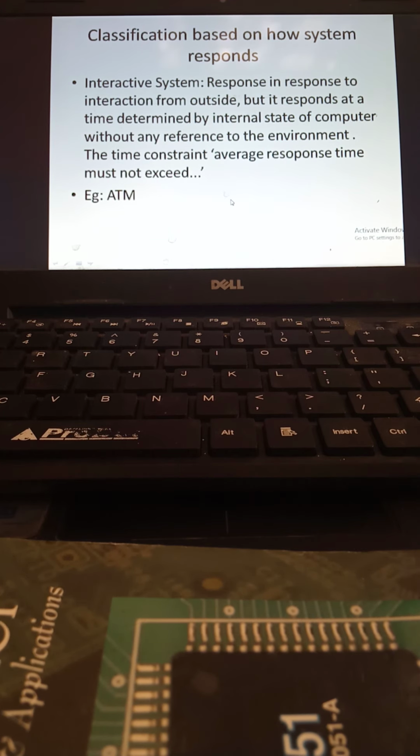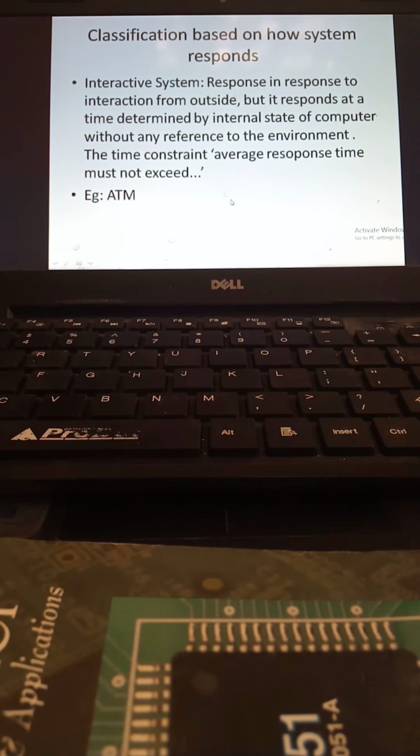But take the example of the other event based system. Event based system means what? When something happens, it gives the information, and the system should respond to meet the deadline based on the external system, because it is controlling the external system. So event based is like that. Interactive is not like that.